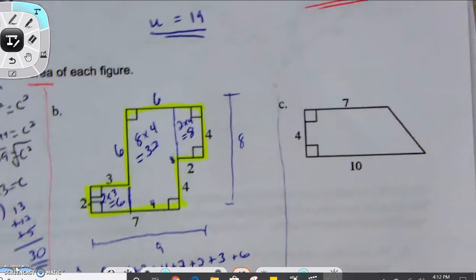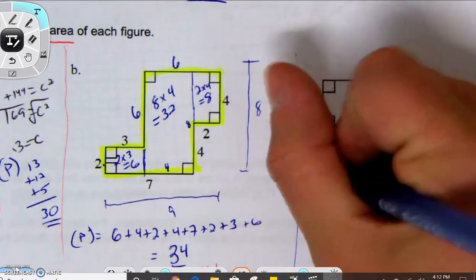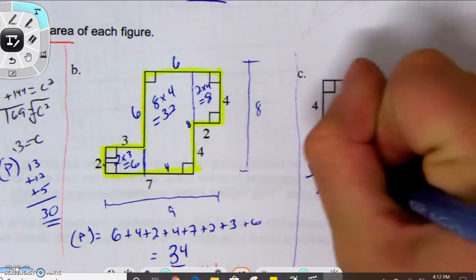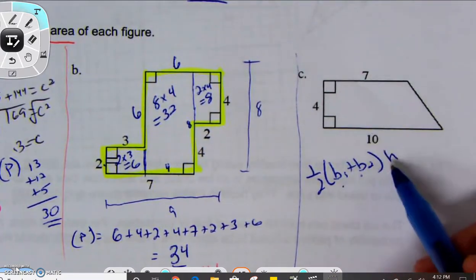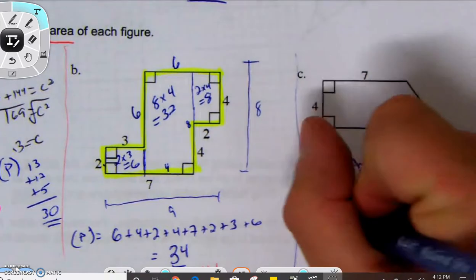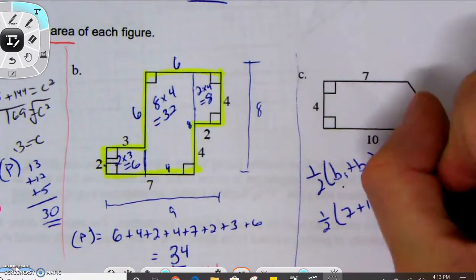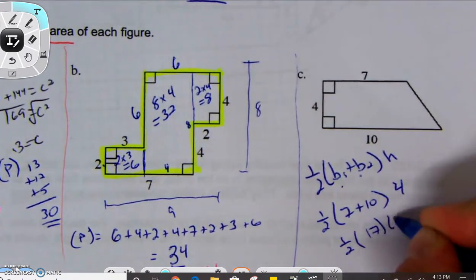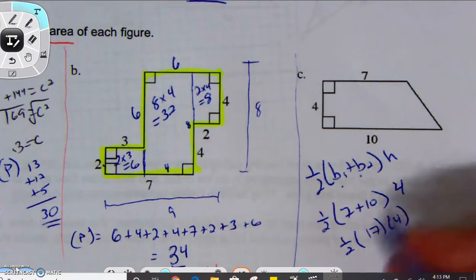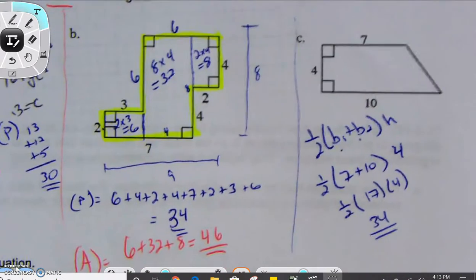Alright, this one here, we've got a trapezoid. Again, we've got an area formula for a trapezoid, so if you want to break it up into other shapes, well, we can just use this formula here. Our B1 and B2 are the ones that are parallel, so 7 and 10. Our height is perpendicular to those. So our area is 1/2 times 7 plus 10 times our height of 4. 7 plus 10 is 17, times 4, which ends up giving us 34. So our area is 34.